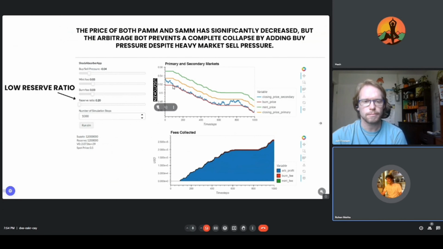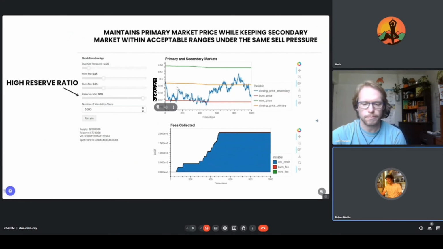And you can see that in case there wasn't this reserve ratio, the blue line itself would have completely collapsed. But here you can see that the red line, which is the burn price, is almost bowing the price to within the range. It keeps pushing it up. There's a consistent buy pressure that you can see the arbot creating through the arbitrage between the primary market and the secondary market, which pushes the primary market down, but it keeps the secondary market price from dropping completely.